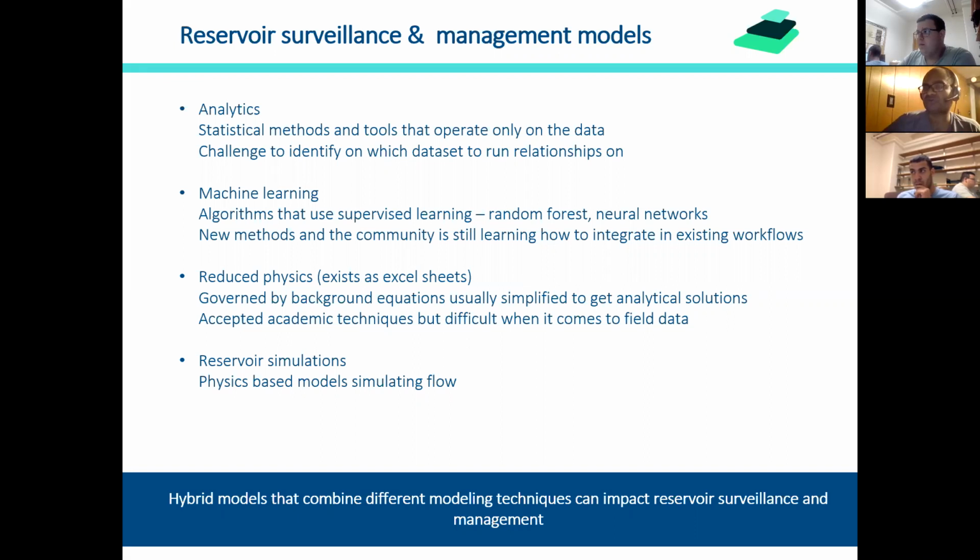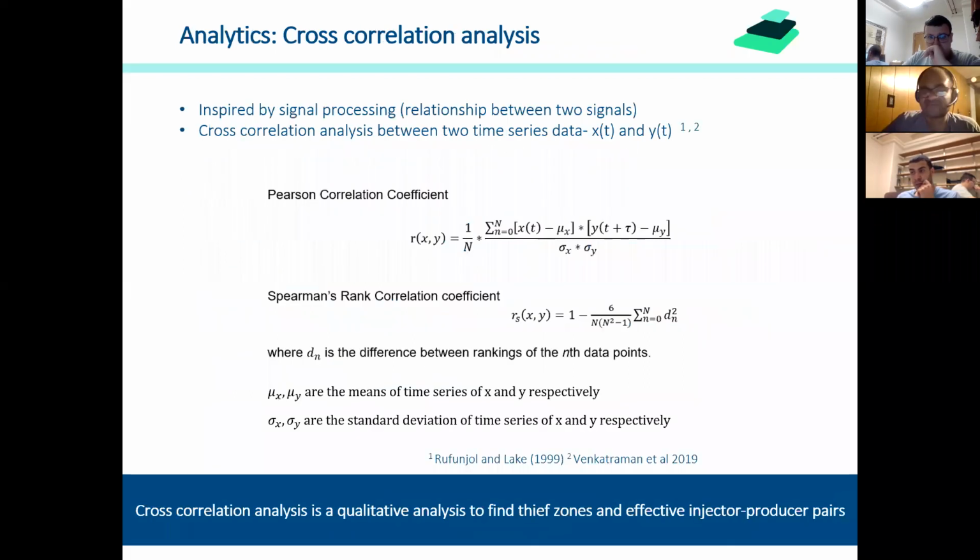So you don't necessarily use one over the other, but you try and combine them. So what I should be talking about is especially a combination of analytics and reduced physics model in one of the examples, and then I shall talk about a combination of reservoir simulation and machine learning in a different example. So essentially, how do you combine them? Which methods to use that can really impact reservoir surveillance and management. So that's the broad area that I shall be focusing on.